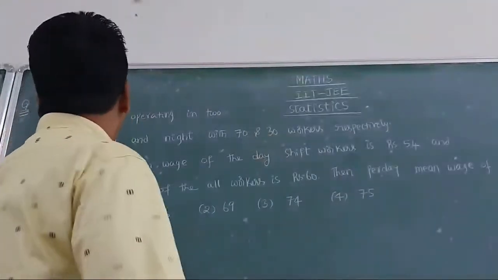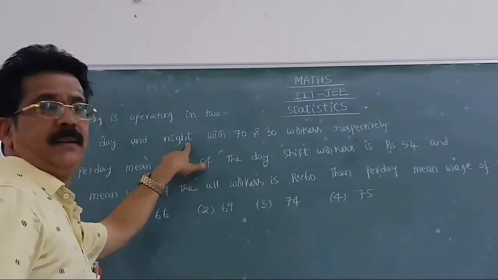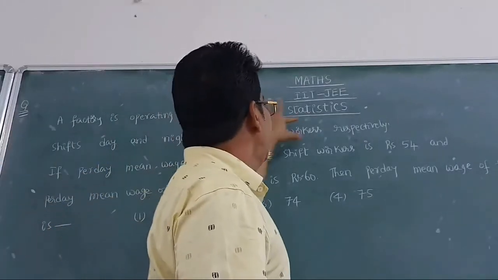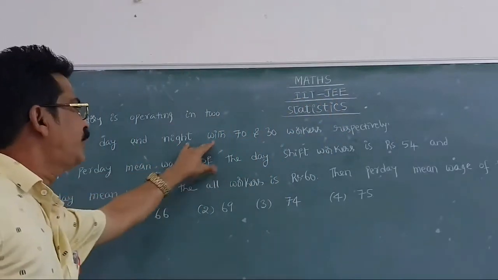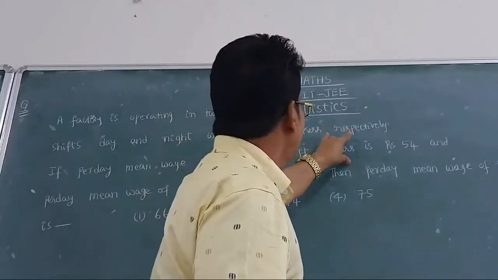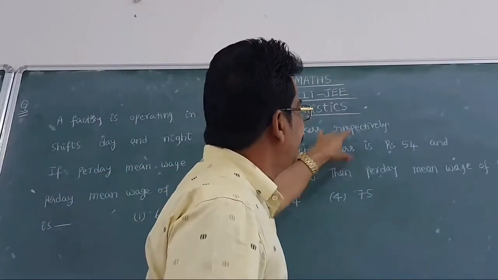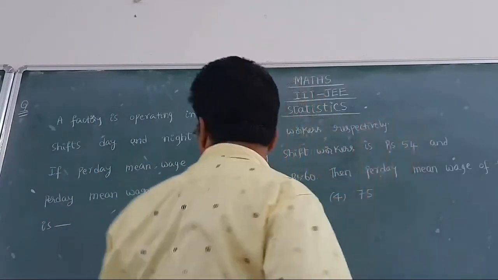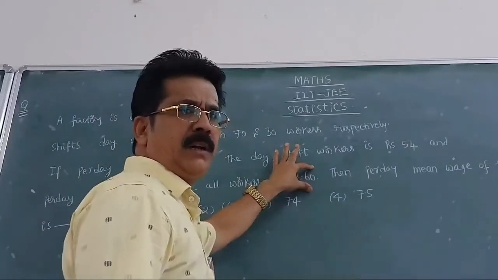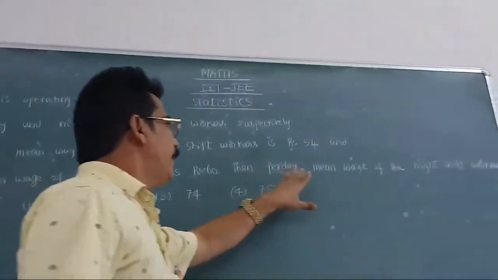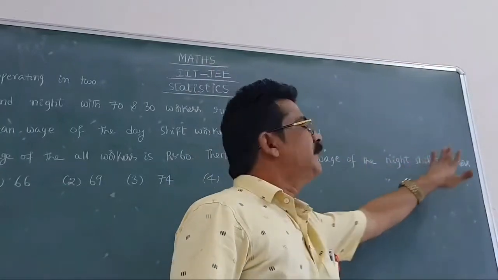Understand? Yes, sir. A factory is operating in 2 shifts, day and night, with 70 and 30 workers respectively. If the per day mean wage of the day shift workers is 54 rupees, and the per day mean wage of all the workers is 60 rupees total mean, then find the value of the per day mean wage of the night shift workers.